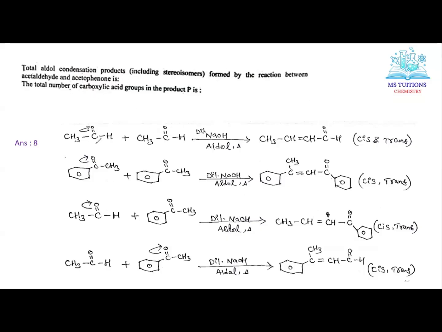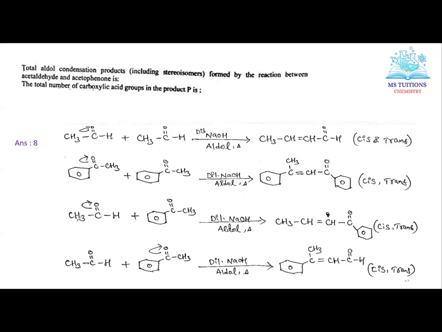In this question, the total aldol condensation products including stereoisomers formed by the reaction between acetaldehyde and acetophenone are considered. Two molecules are given, acetaldehyde and acetophenone. First, two molecules of acetaldehyde, aldol applied, and we get this compound. This compound can show cis and trans isomers, so we can count two isomers. And acetophenone with acetophenone, if we apply aldol condensation, we get this compound. It also has cis and trans isomers.